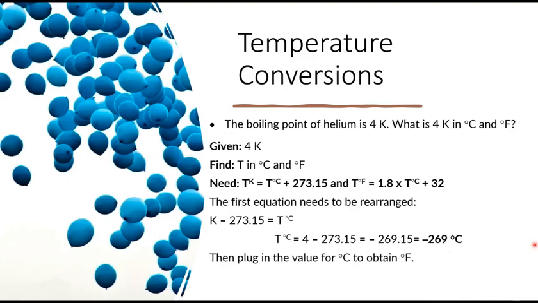Now to convert this temperature to degrees Fahrenheit, we need to plug in our negative 269 degrees Celsius into the second equation. By plugging it in, we end up taking 1.8 times a negative 269, and then we add the 32. That will result in negative 452 degrees Fahrenheit. Make sure that you are able to convert between the temperature units with ease.